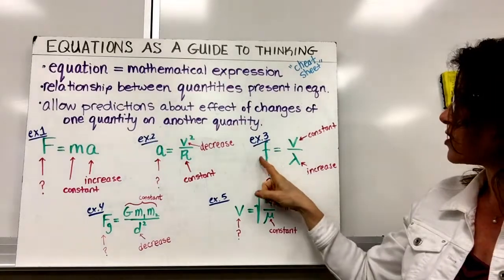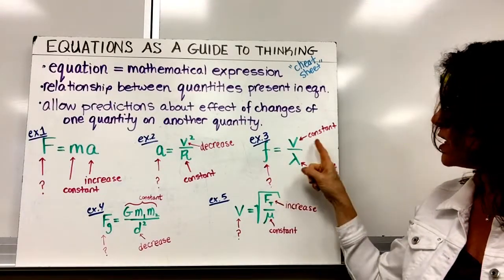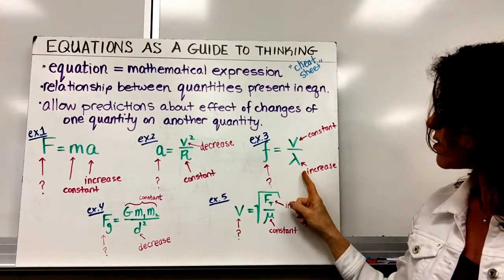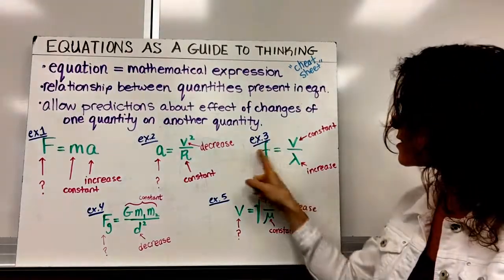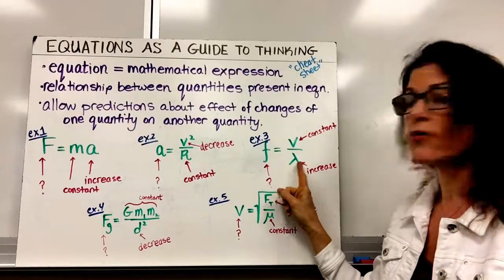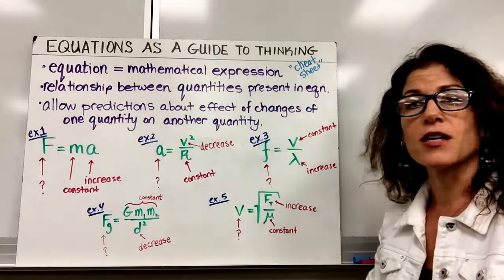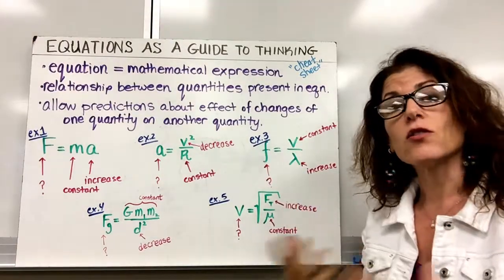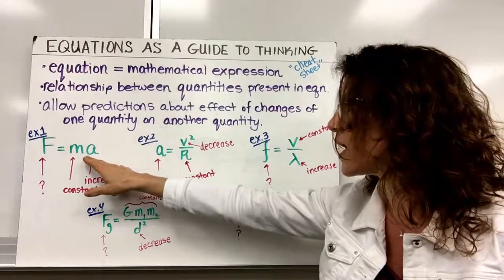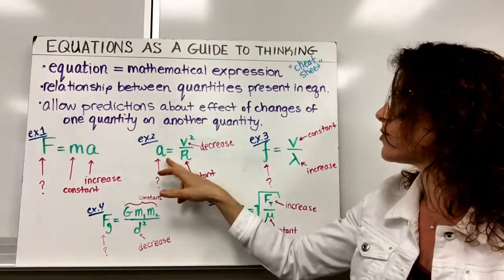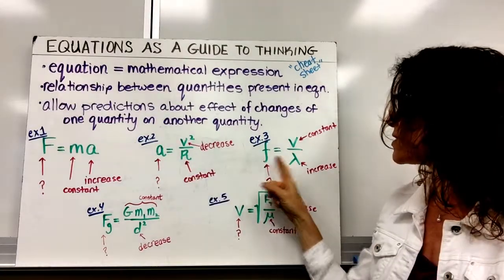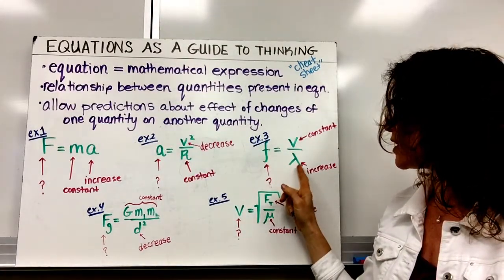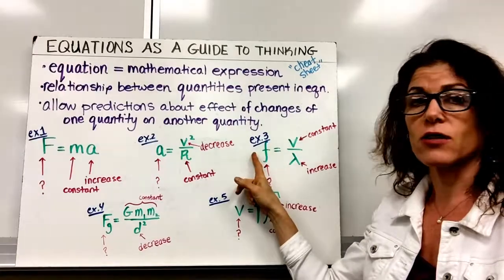For this equation, this is F equals V over lambda. If I leave V constant, and I increase this number here, right? This is an inverse relationship. So if I increase this lambda, then F must decrease. That's called an inverse relationship. So this was direct or linear. This here was a direct square or quadratic relationship. This is an inverse relationship. When I increase lambda, F gets smaller.